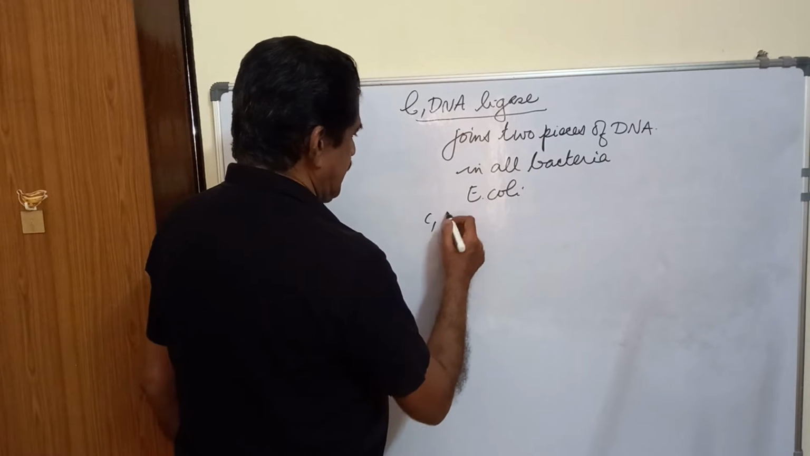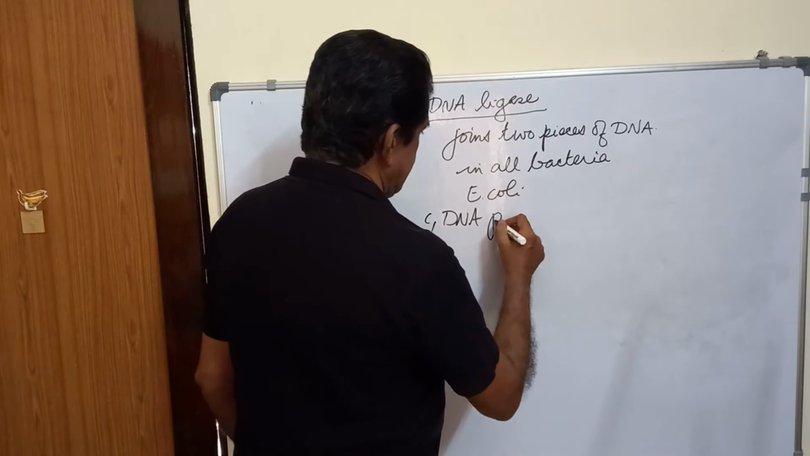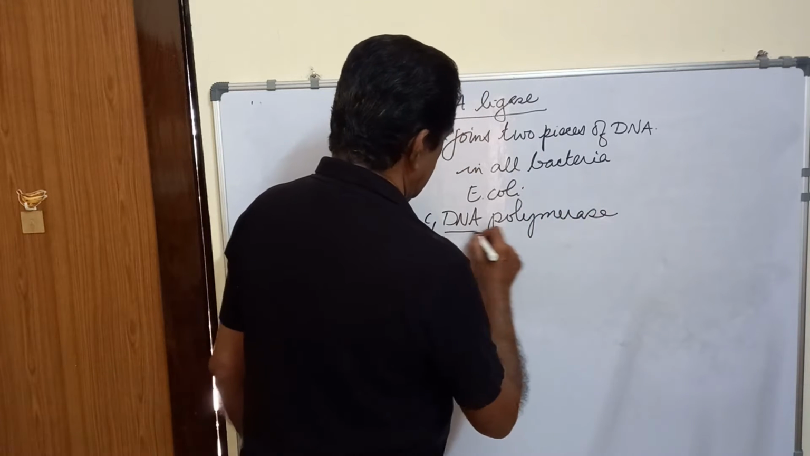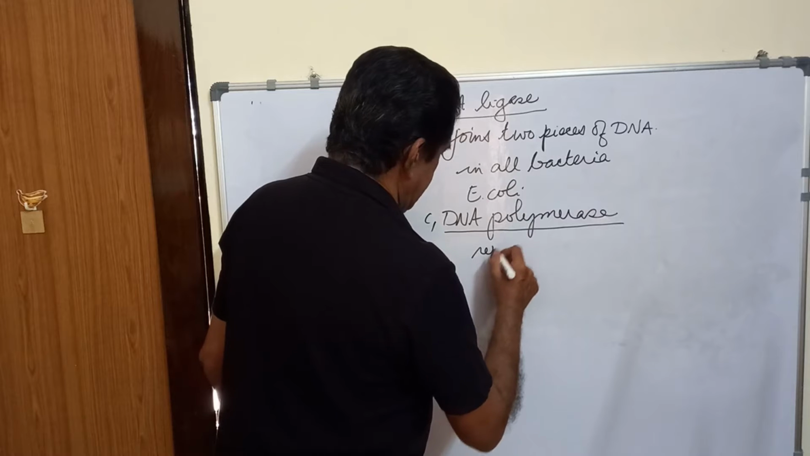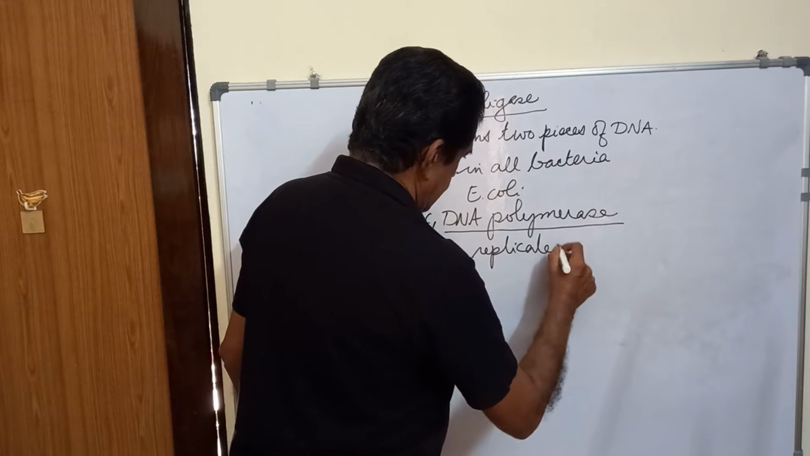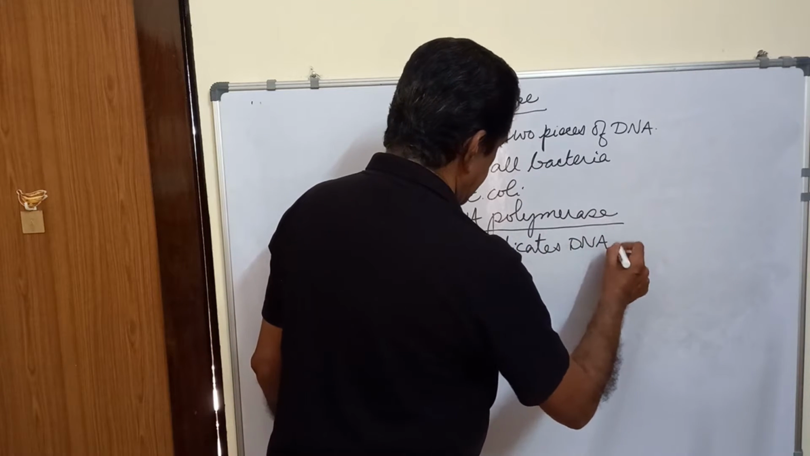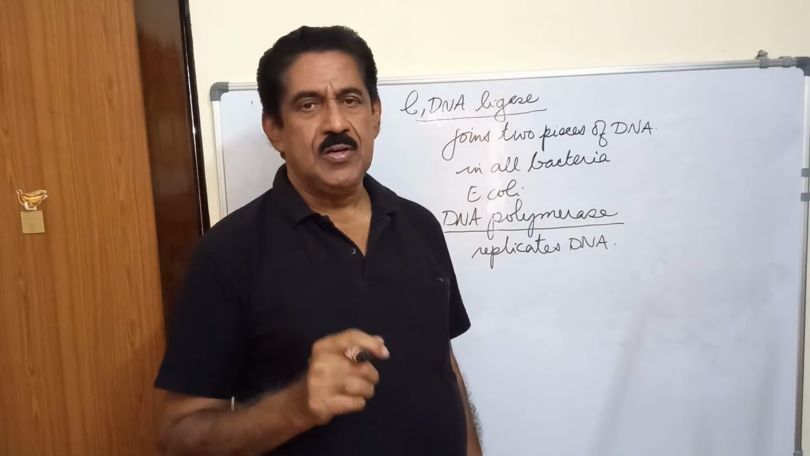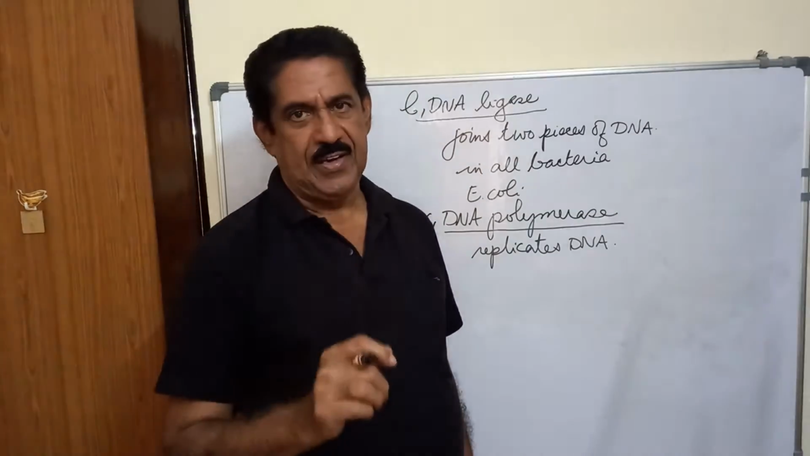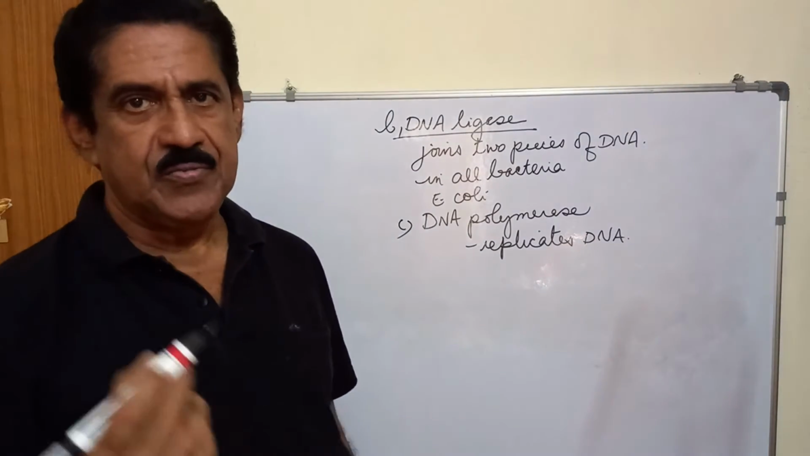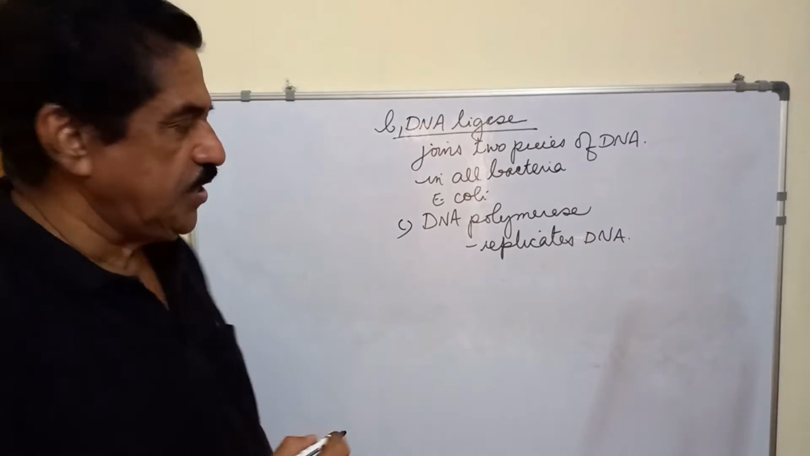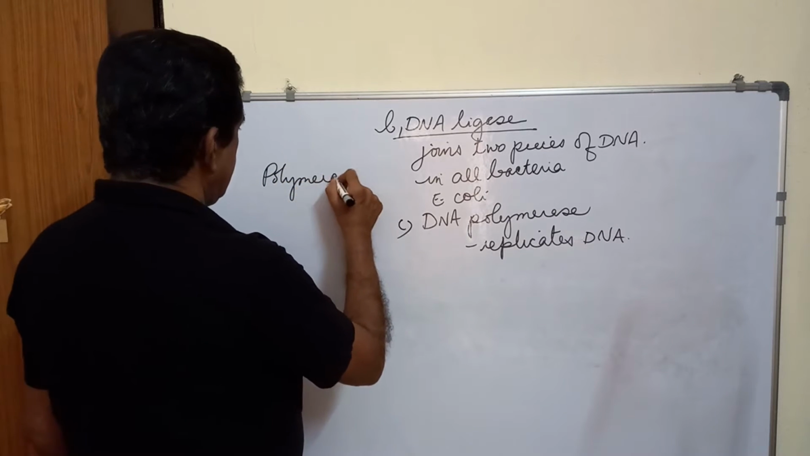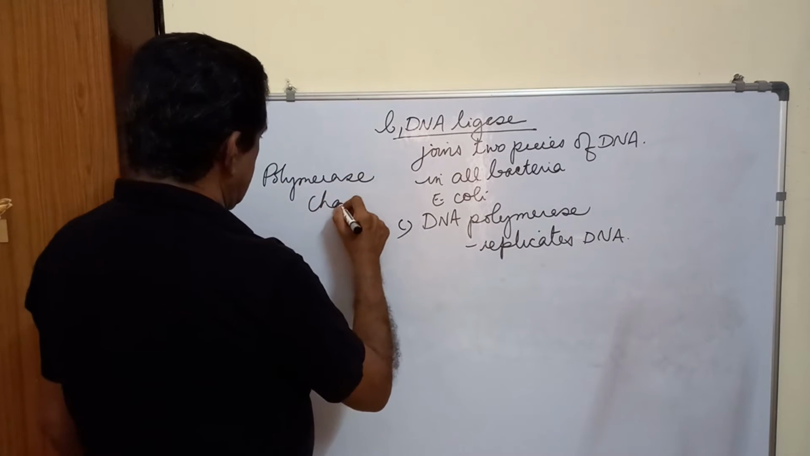The third enzyme is DNA polymerase. That replicates DNA. DNA polymerase is actually used to make multiple copies of DNA. DNA polymerase is used in polymerase chain reaction or PCR.